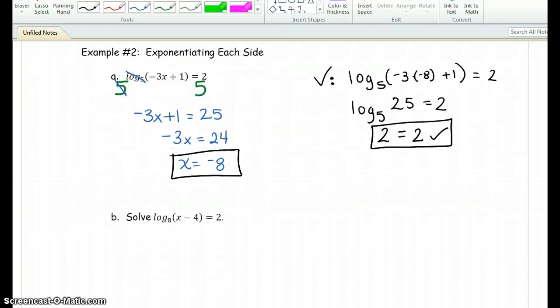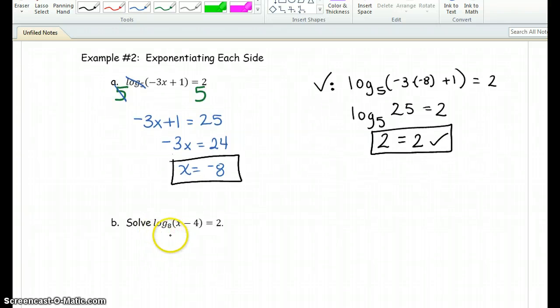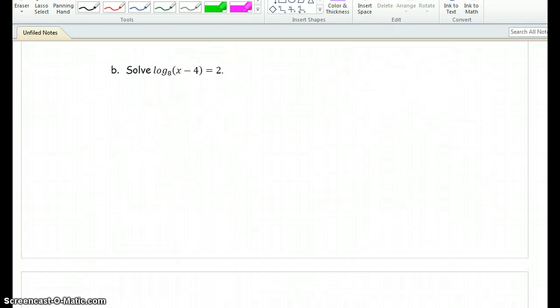Example B is very similar. We have log base 8. Notice how small that 8 is. Please write that very small on your paper. x minus 4 equals 2. And to get rid of the log base 8, we're going to go ahead and exponentiate both sides by base 8.